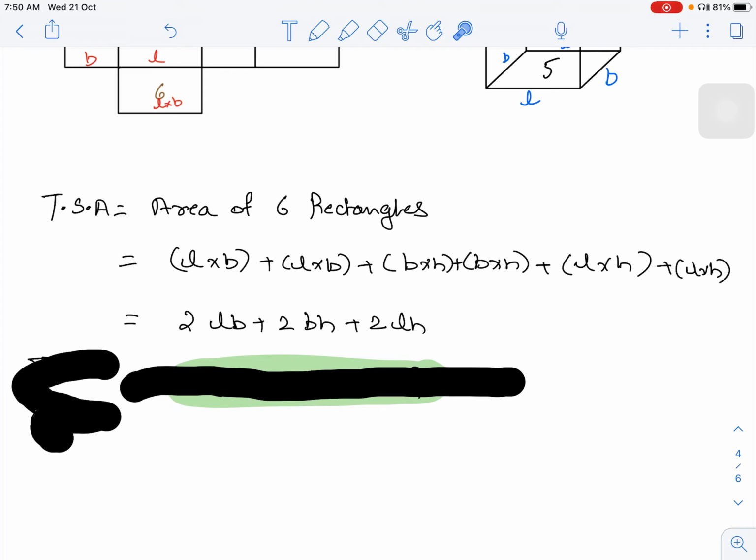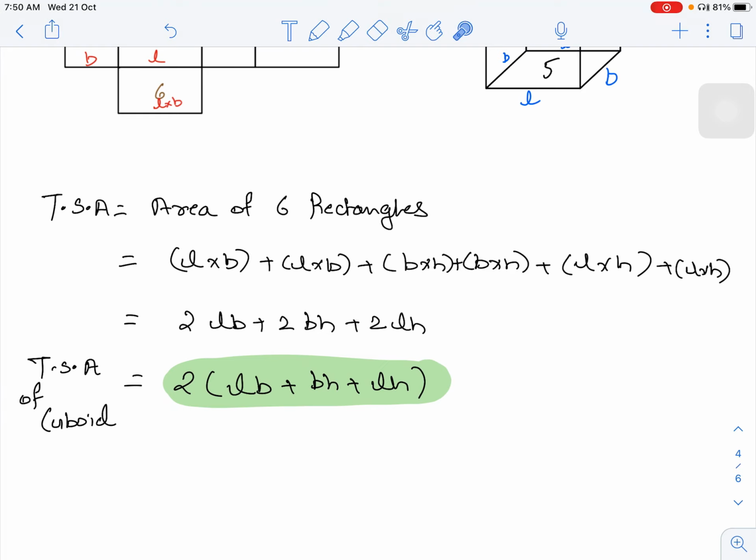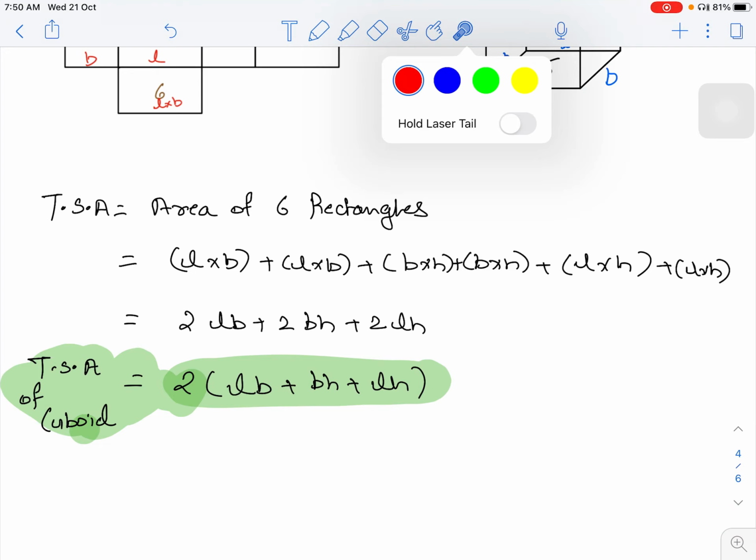Now it can be seen that in these three terms 2 is repeating itself, so we can take it common. So our total surface area of the cuboid will become 2 in bracket LB plus BH plus LH. Okay, so this is our next formula, that is, the TSA of a cuboid is 2 in bracket LB plus BH plus LH. So now by using this formula we will solve some examples.